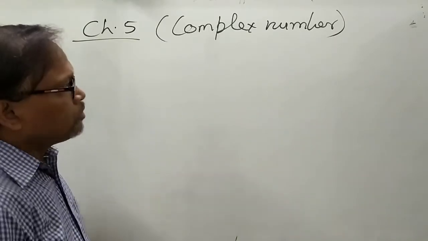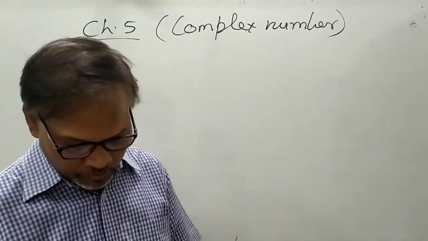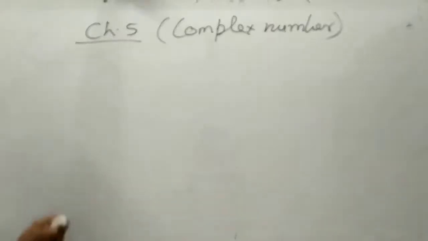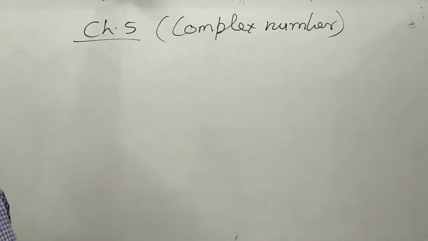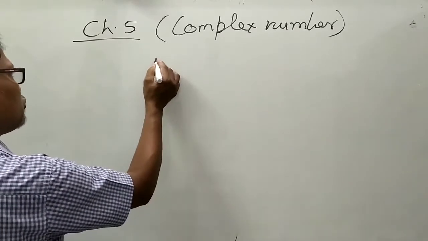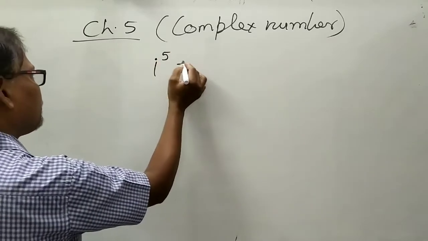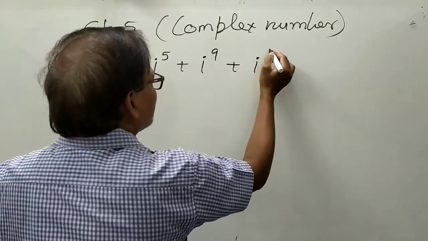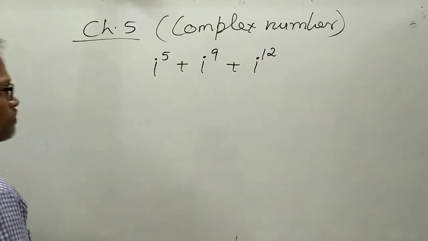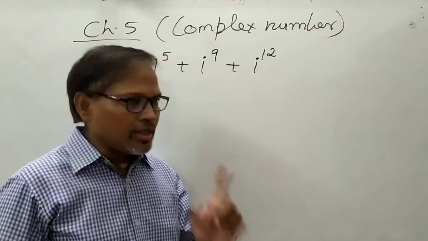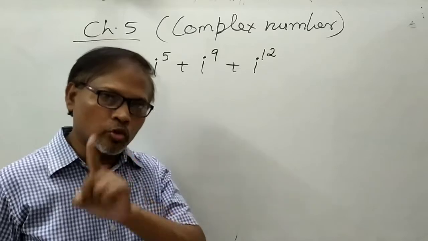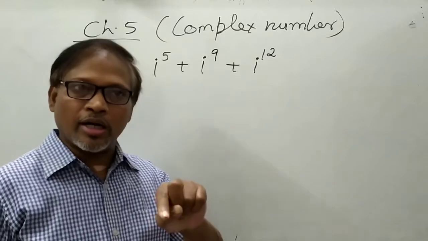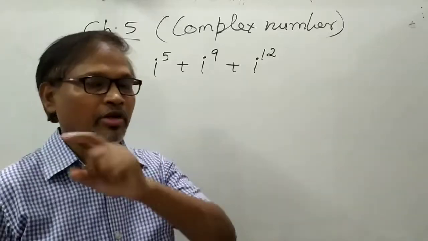Now some more things about the imaginary number, that is, how to simplify the values. For example, if you want to simplify i to the power 5 plus i to the power 9 plus i to the power 12. First of all, every power जो भी more than 4 होंगी, greater than 4, that you will change to less than or equal to 4, means 4 के मल्टीपल में चेंज करना है.